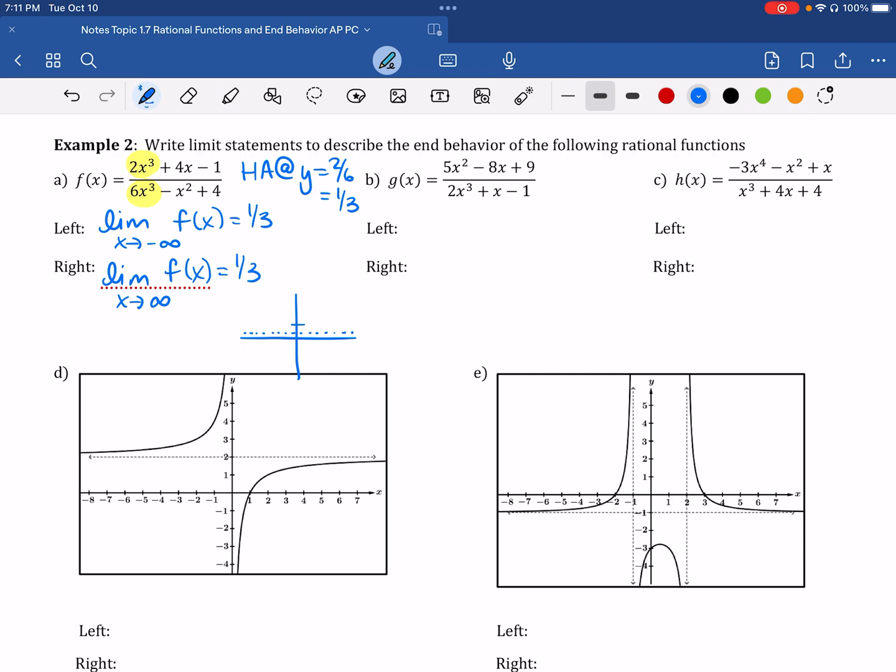Okay, so let's look at B. We look at those leading terms, and we can tell the degree of the numerator is less than the degree of the denominator, which tells me I have a horizontal asymptote at y equals 0. Just like in that last sketch, as x becomes infinitely large or infinitely small, the function is approaching 0.